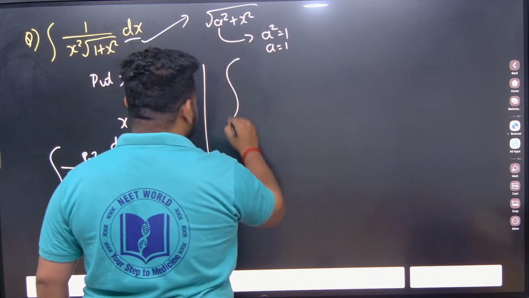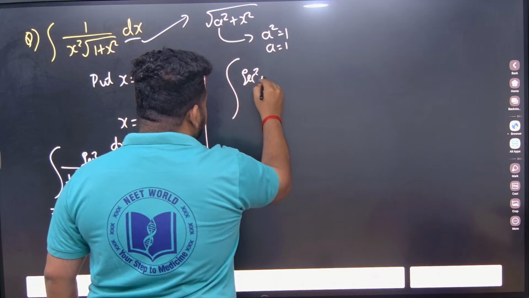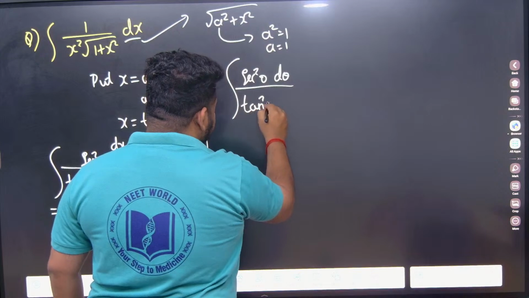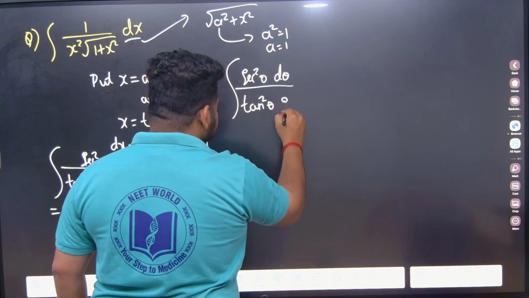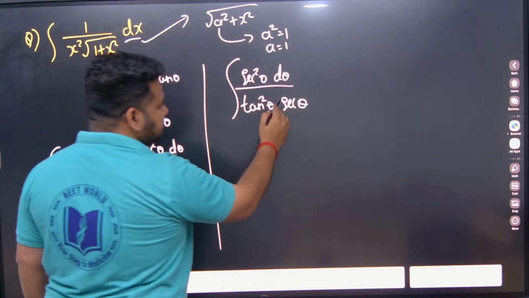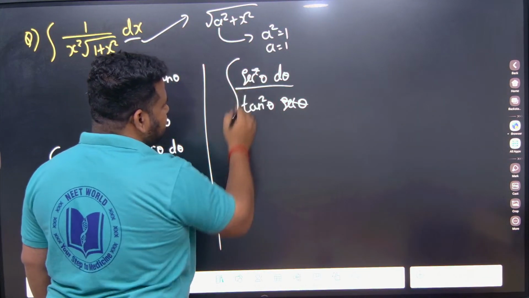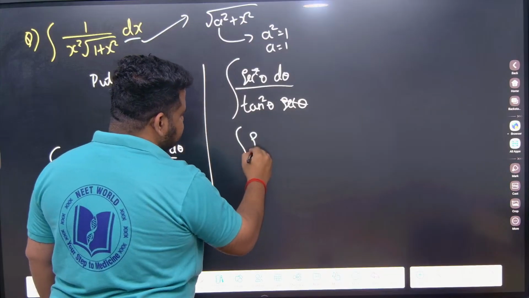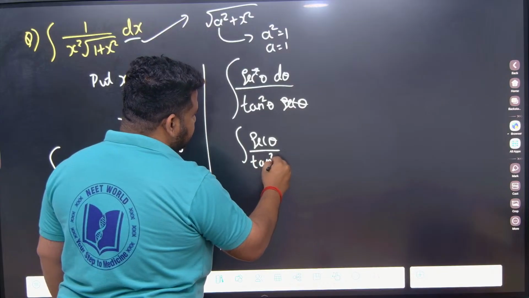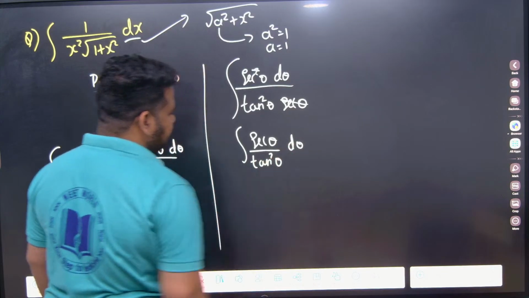This will become integral of secant square theta d theta divided by tan square theta into secant theta. Now I can cancel, and I will be left with only secant theta. So I will be having secant theta by tan square theta into d theta.